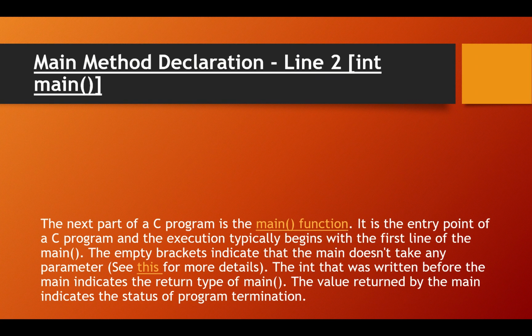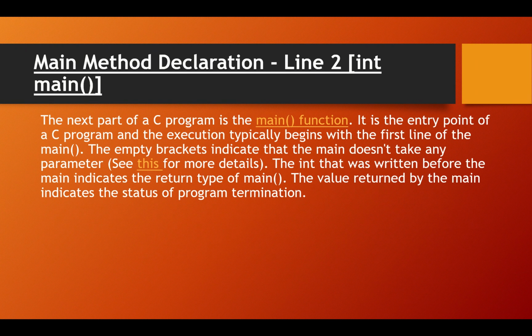Now next we come to the next part, that is the main method declaration, which is line 2. The next part of a C program is the main function. It is the entry point of a C program, and the execution typically begins with the first line of the main. The empty brackets indicate that main doesn't take any parameter. The int that was written before main indicates the return type of main. The value returned by main indicates the status of the program termination.